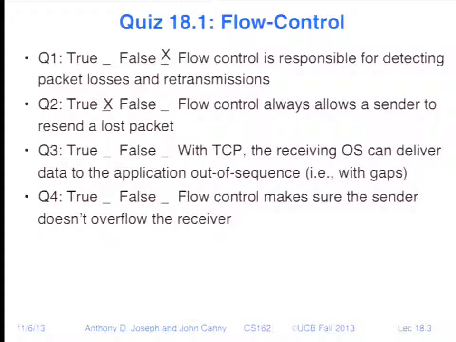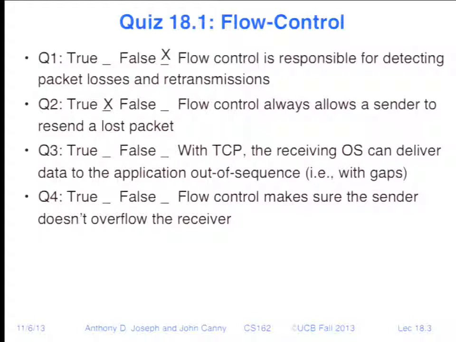If the receiver fails to acknowledge the packet, then it has to be resent. Well, flow control is associated with the transport layer, with TCP, not with IP.